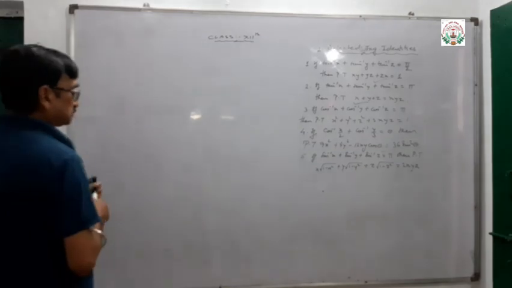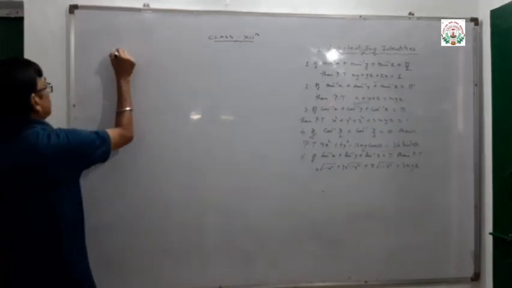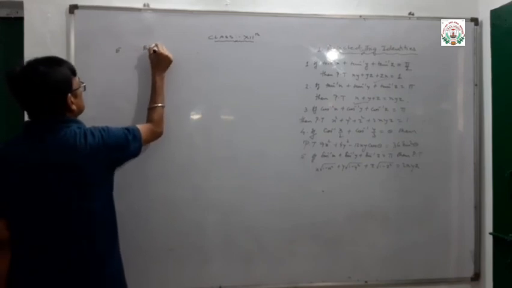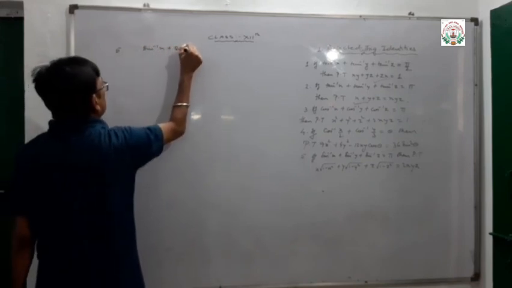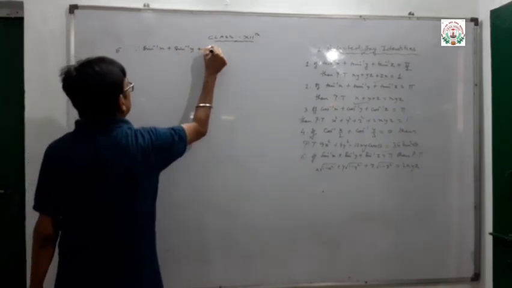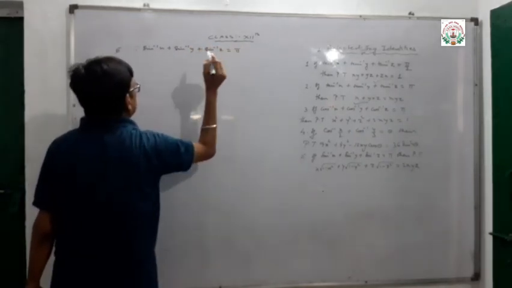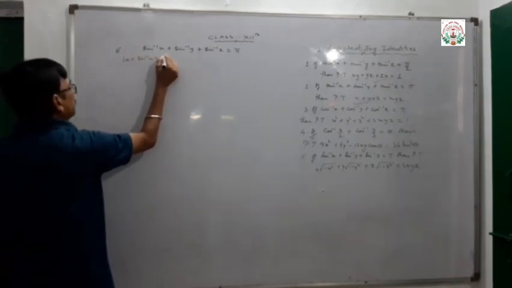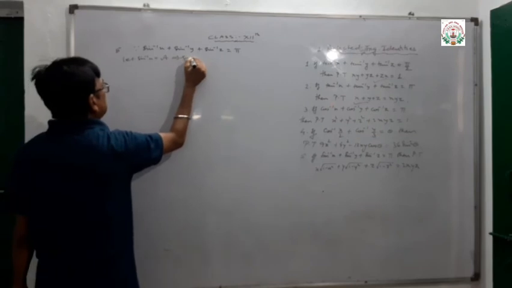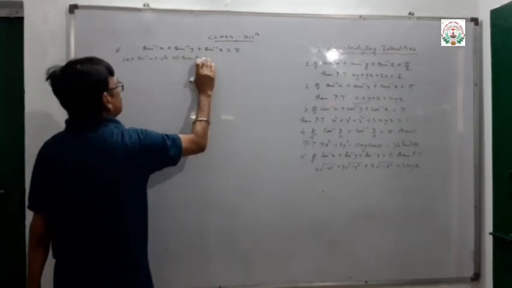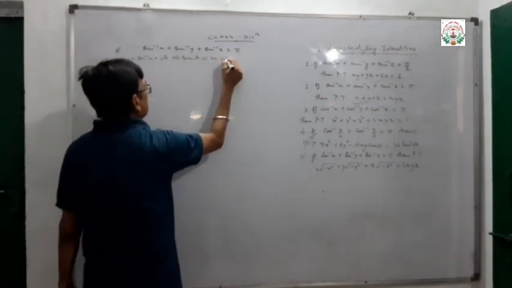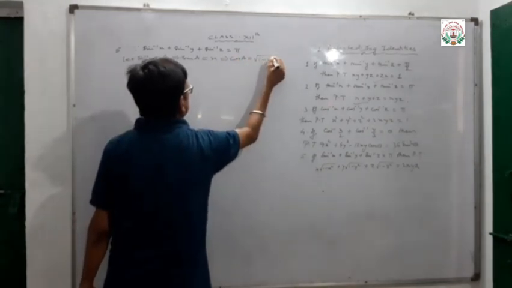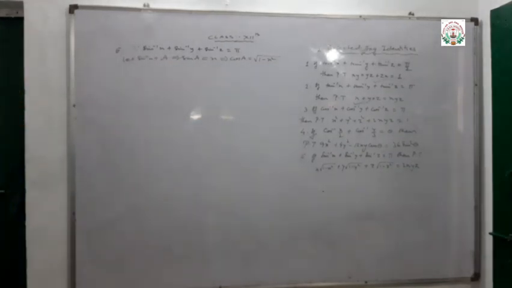The fifth question is that if sin inverse of x plus sin inverse of y plus sin inverse of z is equal to pi. So let sin inverse of x equal capital A, which implies sin A equals x, and which implies cos A equals under root over 1 minus sin square A, that will become under root 1 minus x square.